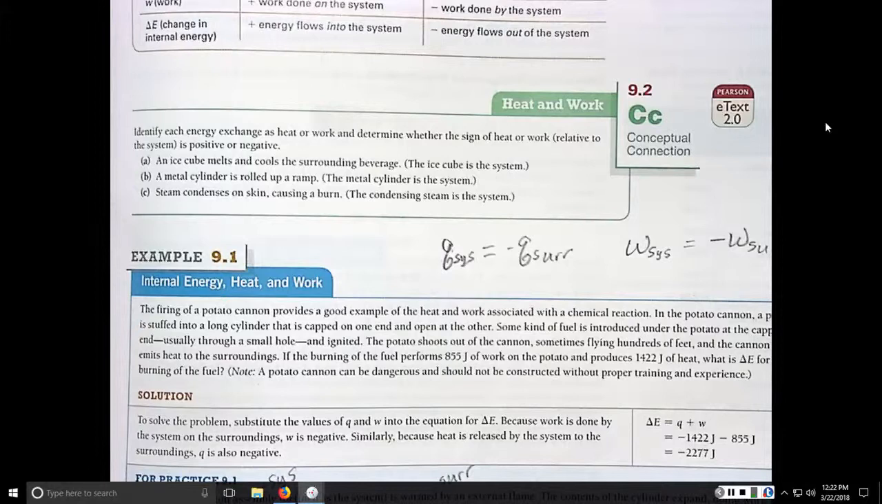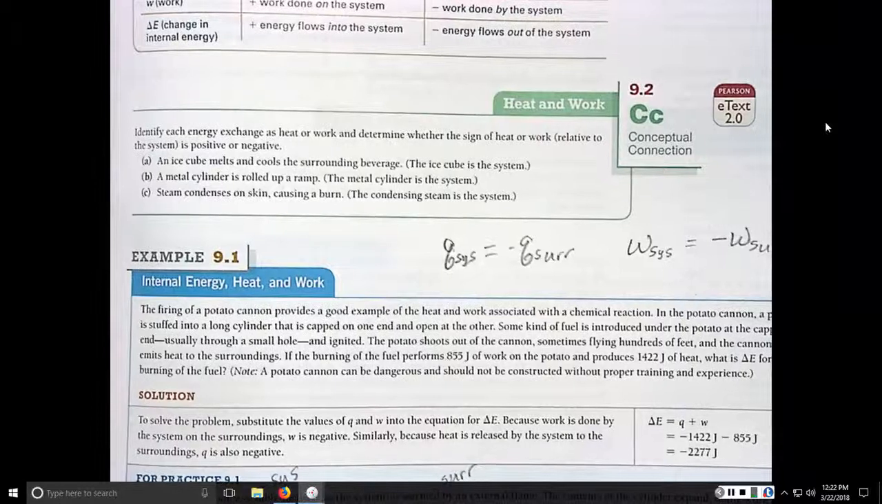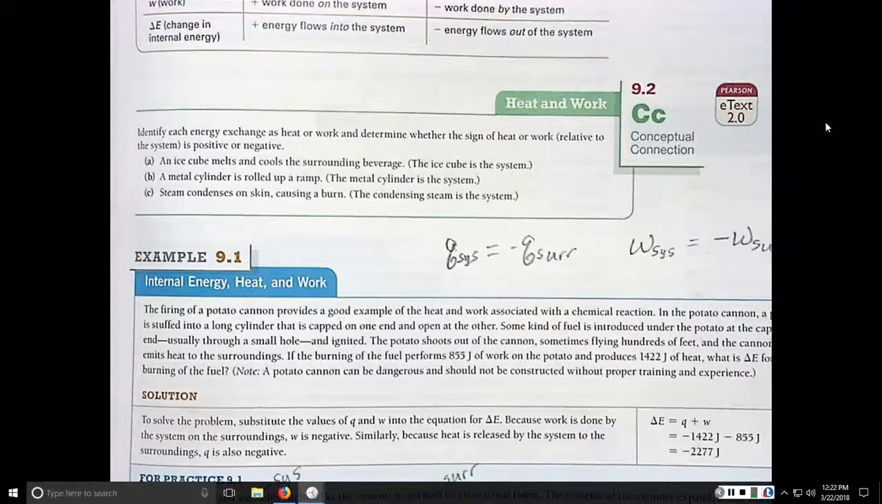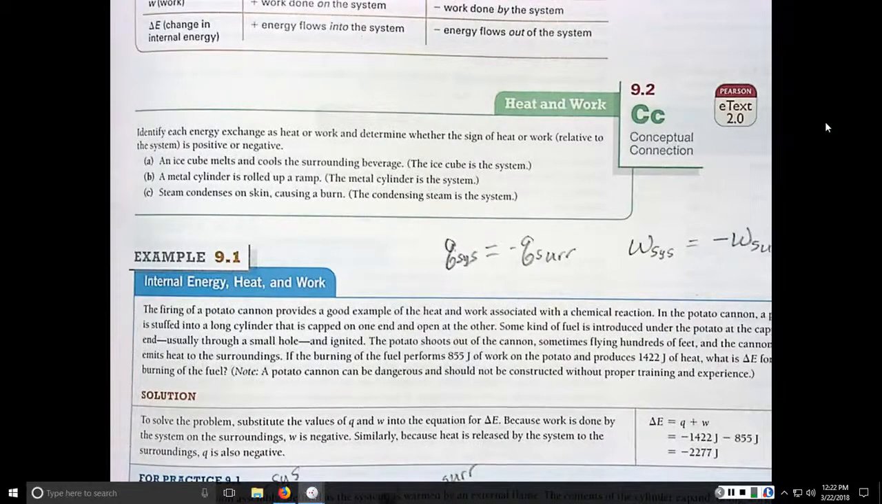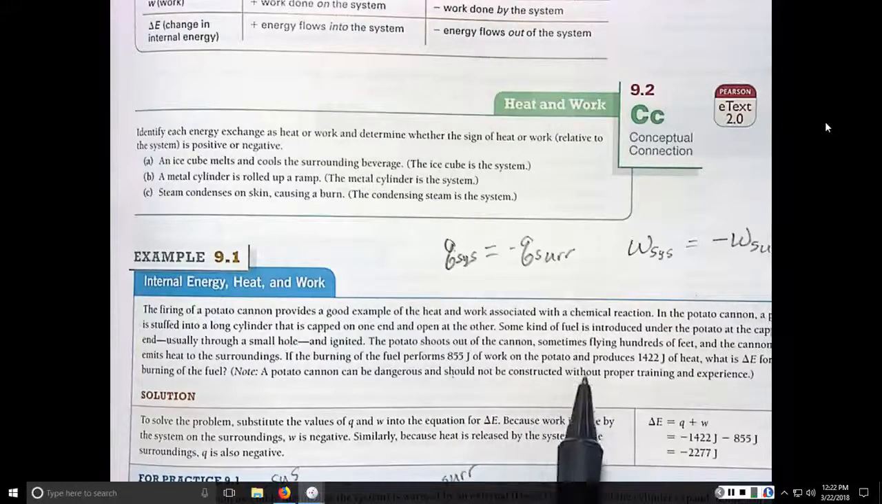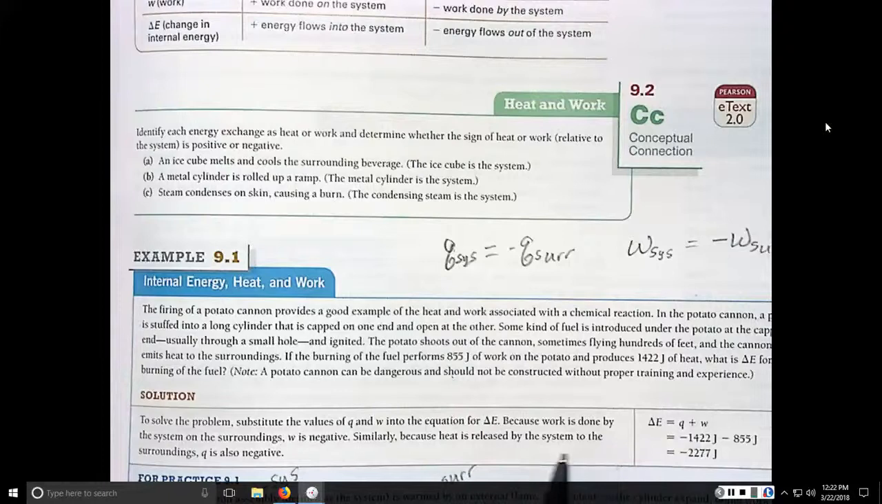But what it says is the firing of a potato cannon provides a good example of the heat and work associated with a chemical reaction. In the potato cannon, a potato is stuffed into a long cylinder that is capped in one end and open on the other. Some kind of fuel is introduced under the potato at the capped end, usually through a small hole, and ignited. The potato shoots out of the cannon, sometimes flying hundreds of feet, and the cannon emits heat to the surroundings. If the burning of the fuel performs 855 joules of work on the potato and produces 1,422 joules of heat, what is the delta E for the burning of the fuel?